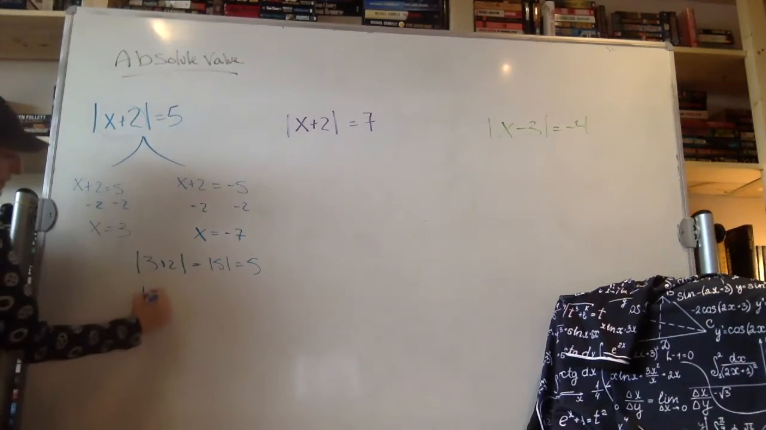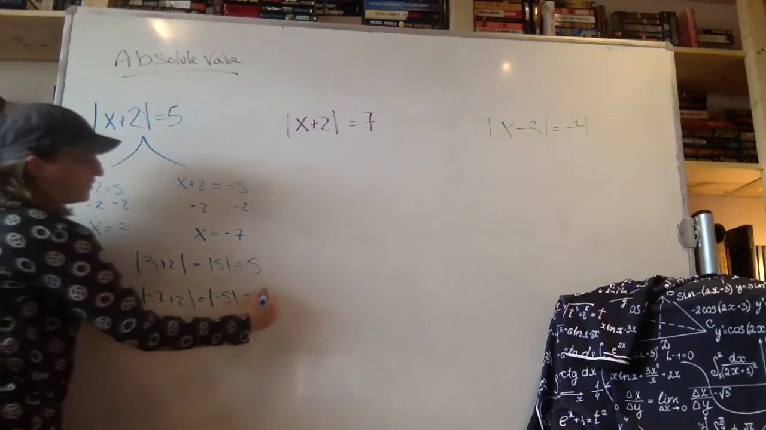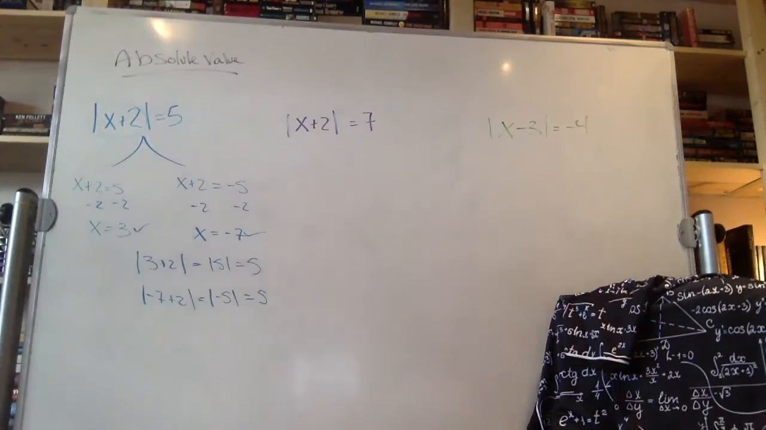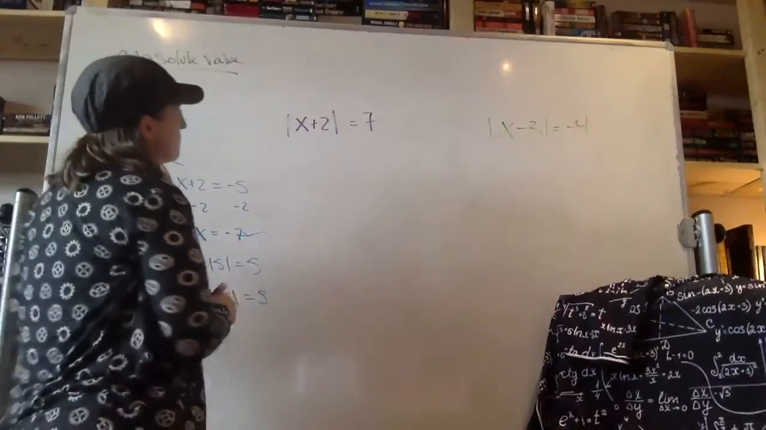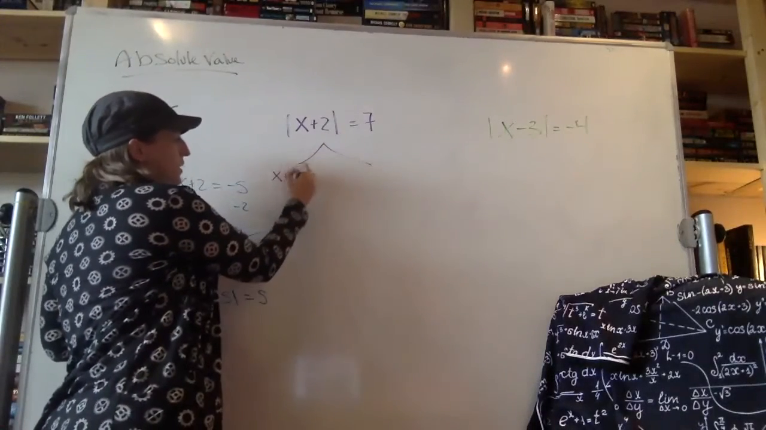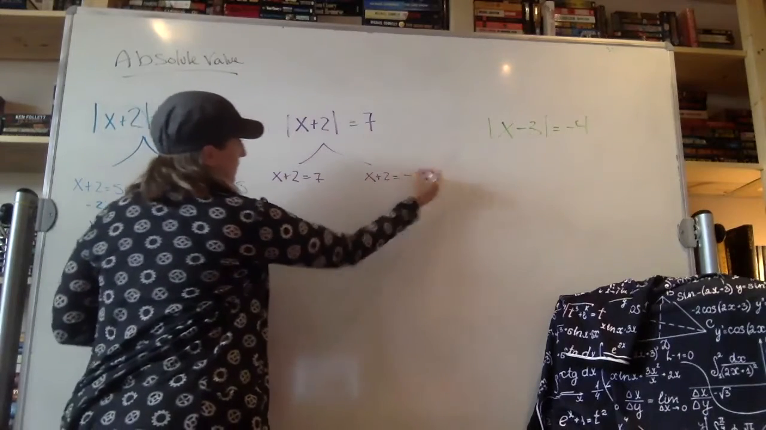Plugging in -7, I'll have -7 plus 2. -7 plus 2 is -5. So I'll have the absolute value of -5, which is 5. So both of these give good solutions, or solutions that make our original equation true. Let's try this guy. Okay, the absolute value of x plus 2 equals 7. Again, we've got the absolute value isolated, so I'm going to write two equations, either x plus 2 equals 7 or x plus 2 equals -7.